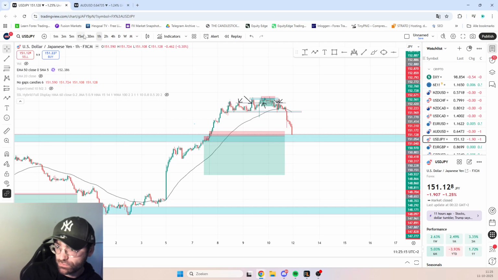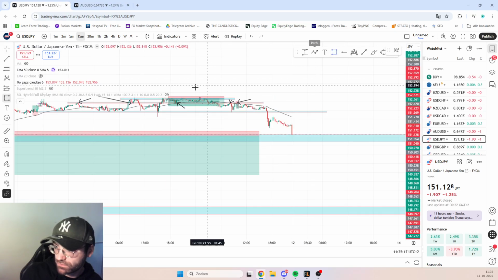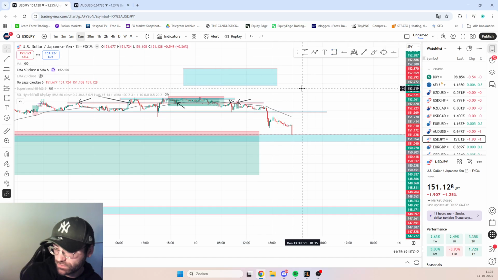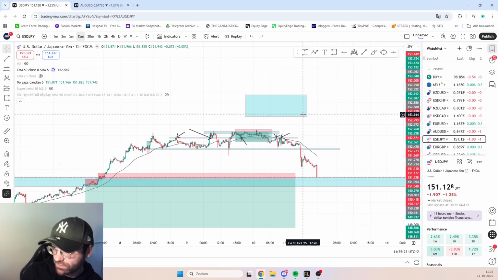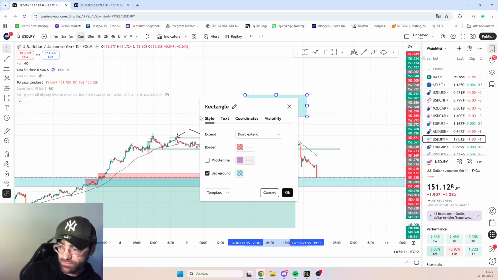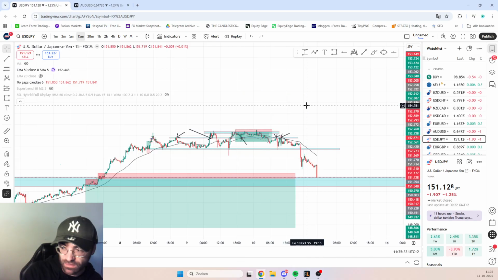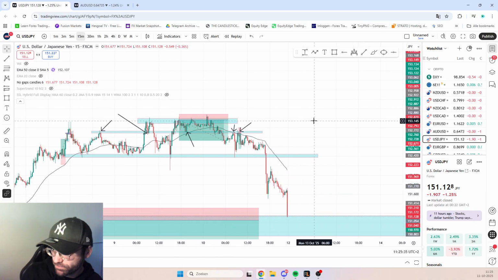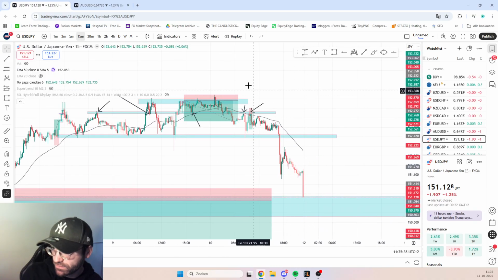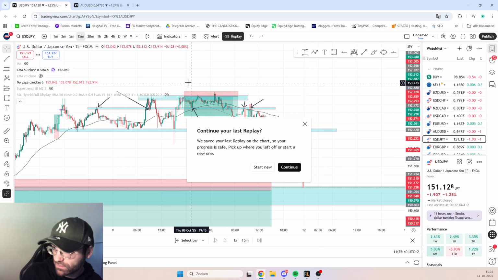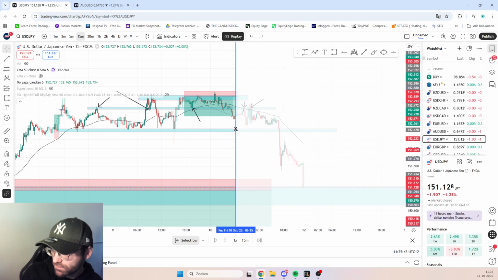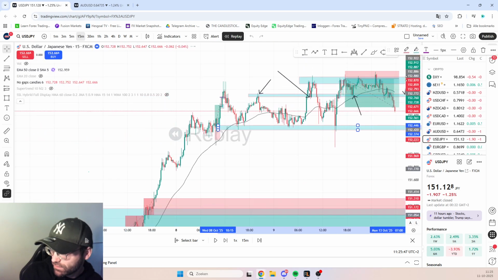The tool that I use to draw these up is the rectangle. As you can see, it keeps it a little bit clean. The settings that I use: I have the background at 25%. I use a light blue color, but just use whatever you like. Basically how you use it, you just find an area which is well respected and draw it up, and then start new, like what I did here, for instance.